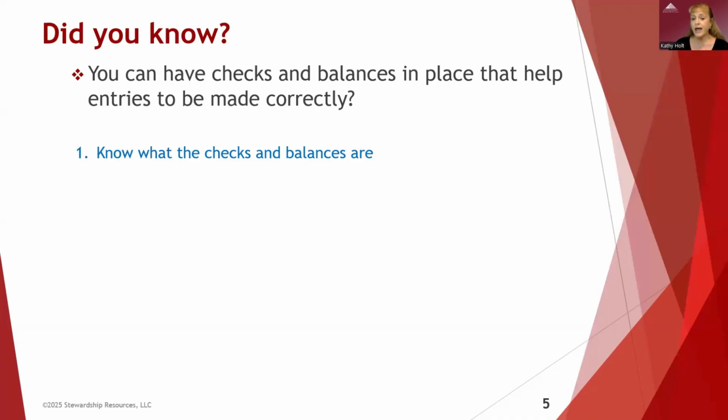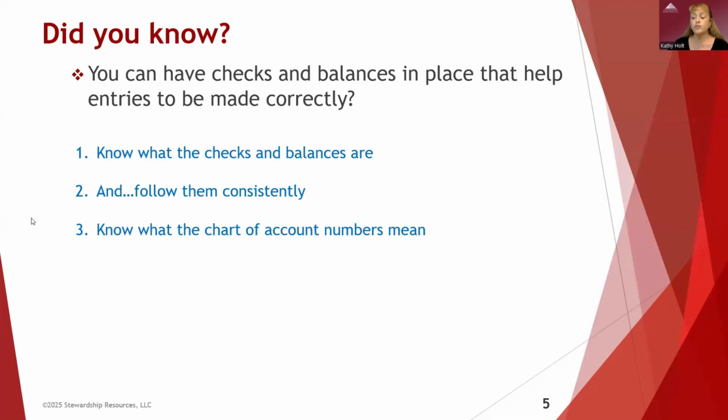So the checks and balances won't work unless you know what they are, and you need to follow them consistently. And of course, it's important to have a good set of checks and balances. Now, there are many checks and balances that can be put into place, but I'm going to give you a couple that have to do with the chart of accounts setup, just to give you an example. So the example I'm going to go over is knowing what the chart of account numbers mean. And then, once you know what they mean, you simply have to follow the pattern.